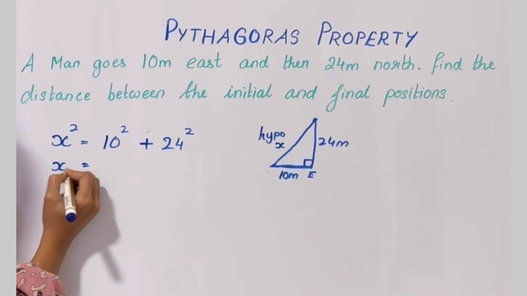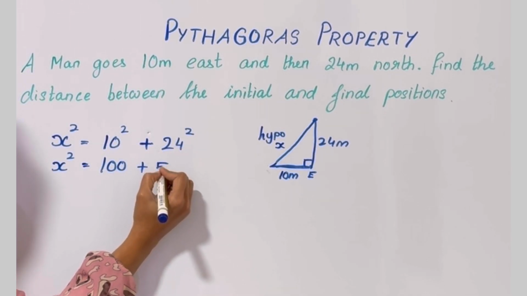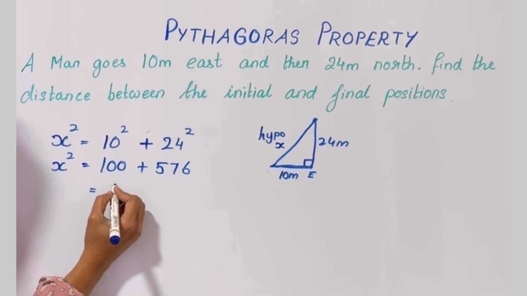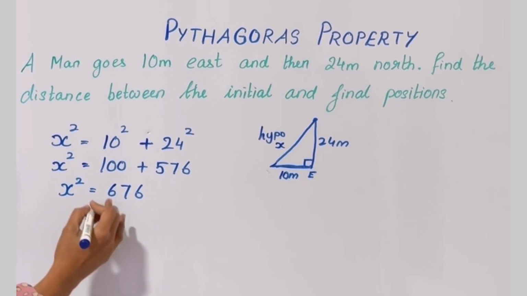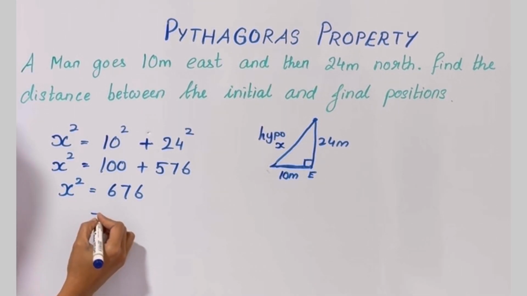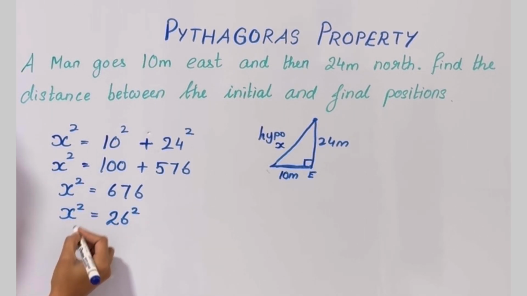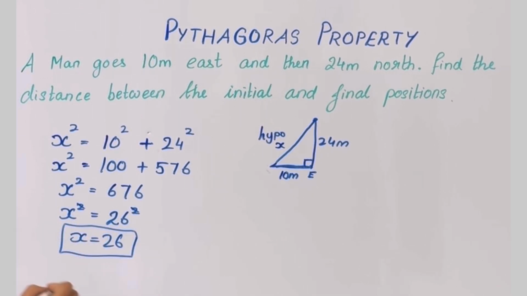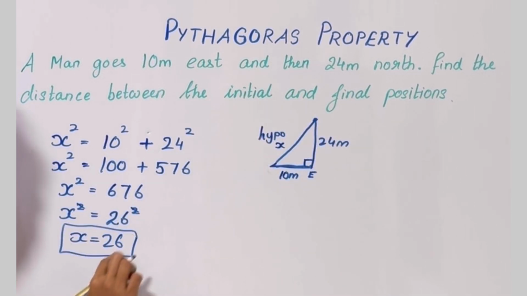10 square is 100. 24 square is 576. On adding 100 and 576, we get 676. And 676 is the square of 26. 26 square is 676. So x is 26. Here, the distance between the initial and the final position is 26 meter.